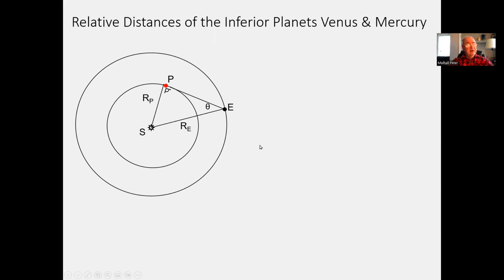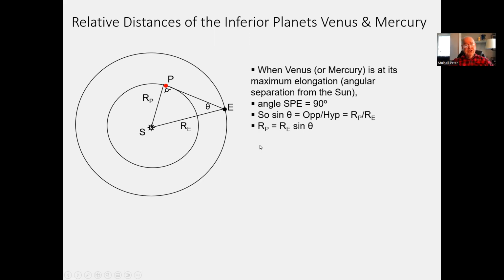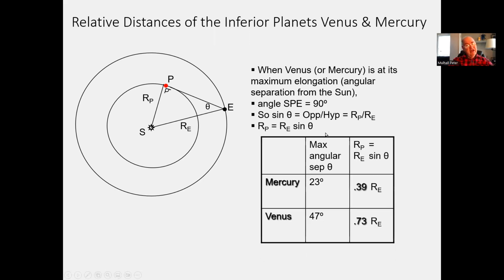If we call the distance from the sun to the Earth 1, which astronomers do, it's called 1 astronomical unit, we get the formula that the radius of the planet is simply the radius of the Earth times the sine of the angle of elongation. And there's the calculation. So Mercury is 0.39 of our orbit, and Venus is 0.73, coming from the fact that the sine of the angle is the opposite over the hypotenuse. How pretty.